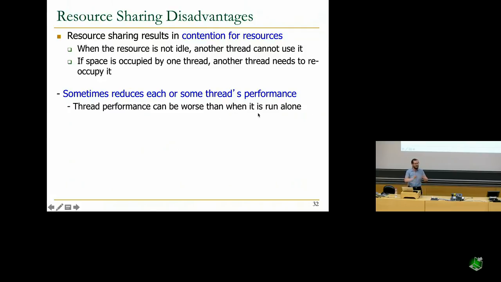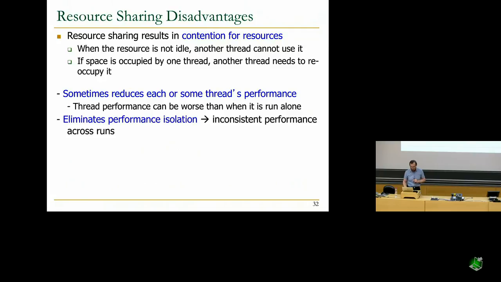Run alone means if you had the resources to yourself. This eliminates performance isolation, and you get inconsistent performance across different runs of the program. And thread performance now depends on what you're concurrently running with. So imagine a cloud computing system. You actually sent your application to Amazon's cloud, and you want some performance.